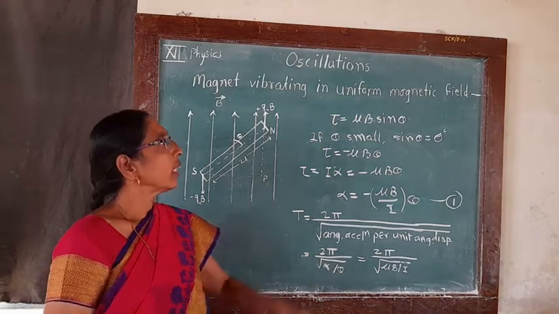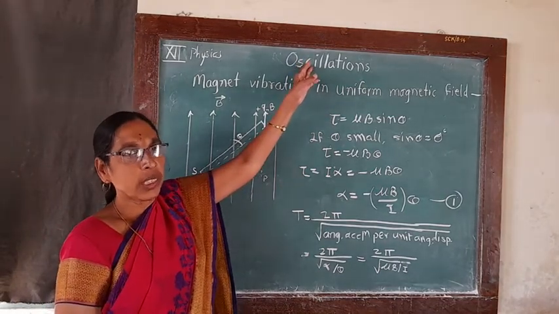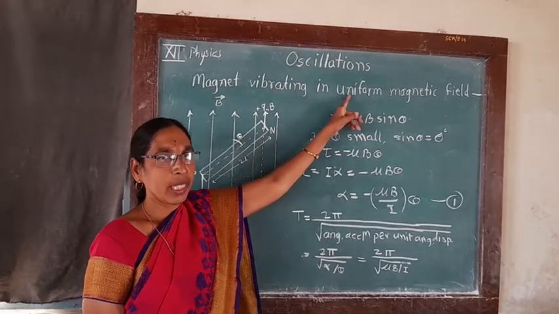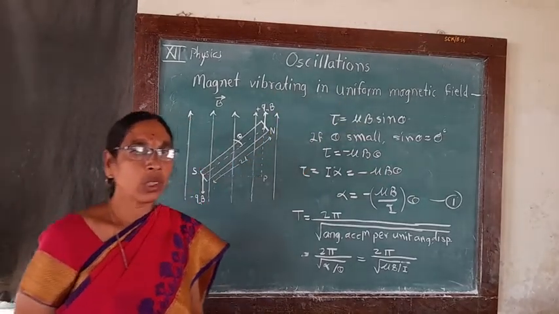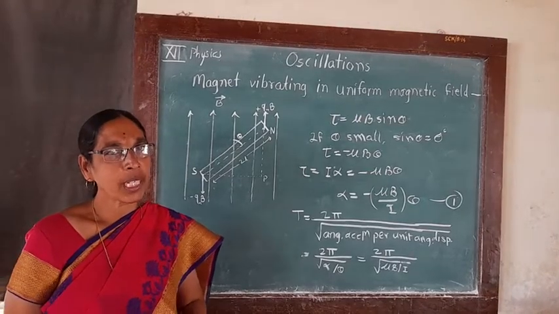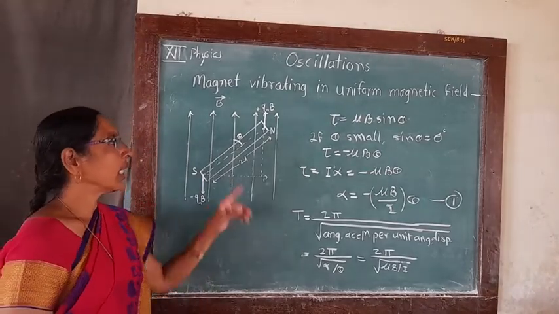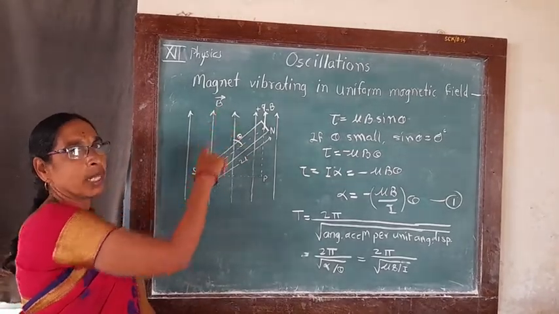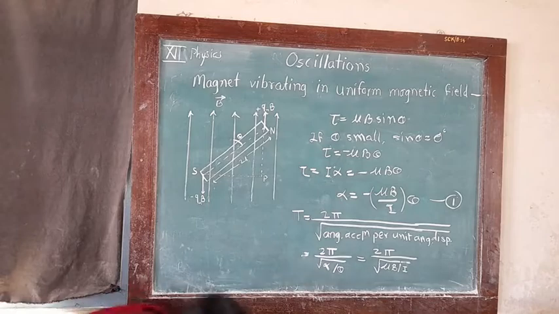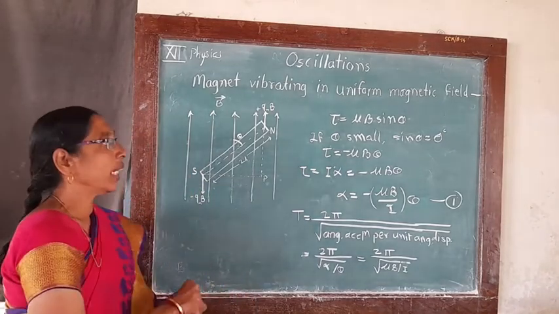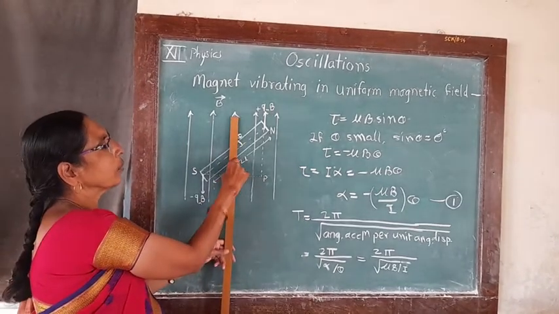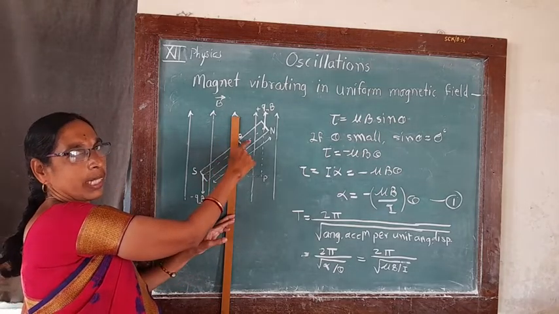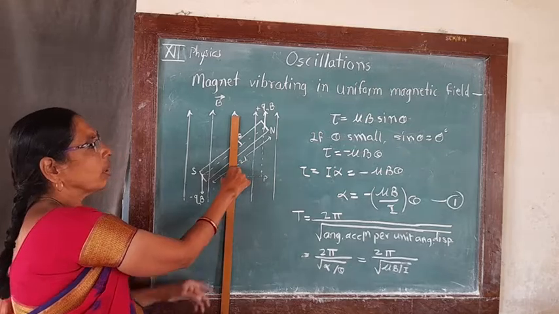Now we have to study the next point in this topic, oscillations, that is, a magnet vibrating in a uniform magnetic field. To study this motion of a magnet in a uniform magnetic field, we have to consider a bar magnet which is suspended in a uniform magnetic field of induction B. Then this bar magnet comes to equilibrium with its axis parallel to the magnetic field.